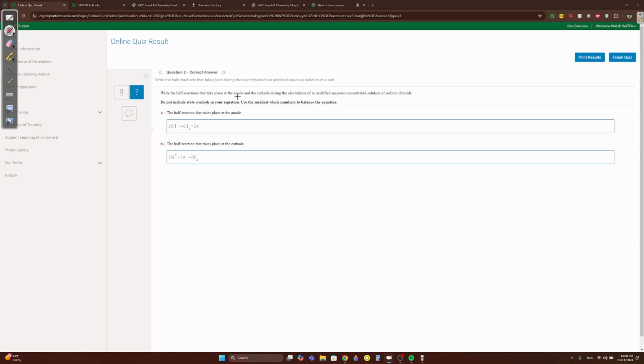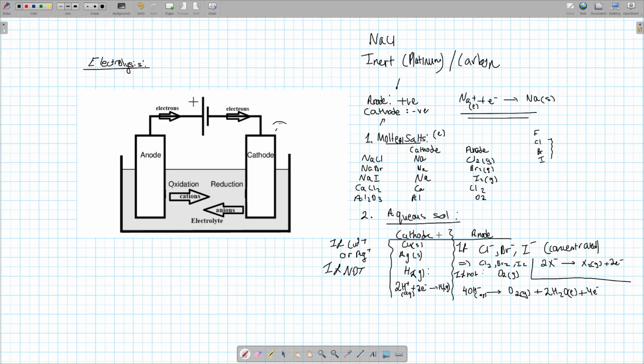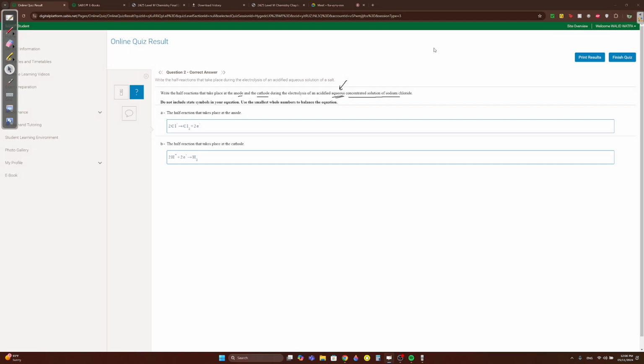Write the half reactions that take place at the anode and cathode during the electrolysis of aqueous solution of sodium chloride. Now they were working with what? Aqueous. What was our table? For the cathode, if it has Cu or Ag, you get Cu or Ag. If no, what do you get? Hydrogen gas. So, what are my products at the cathode?